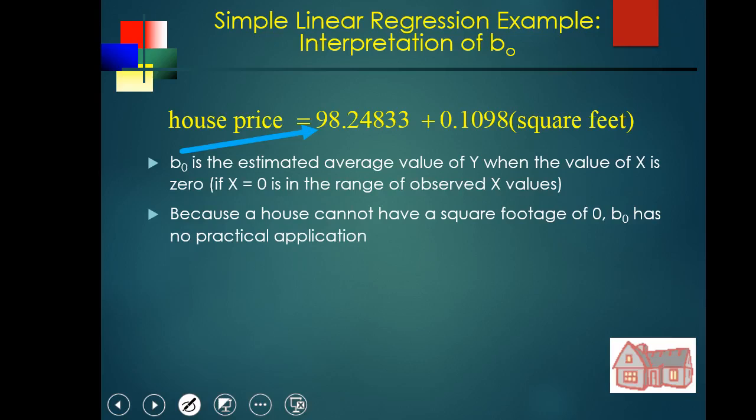Now what is 98.24? That is beta naught here. That is the estimated average value of y when the value of x is 0, if x equal to 0 is in the range of observed values. So here we cannot say that y is equal to 98.24 because we cannot have a square footage of 0. It's not possible. So we must have some value of square footage.